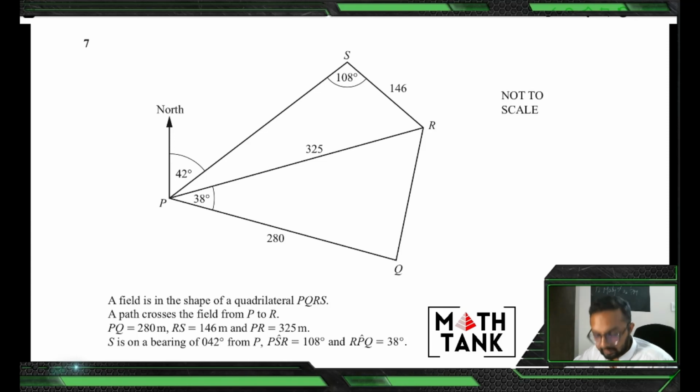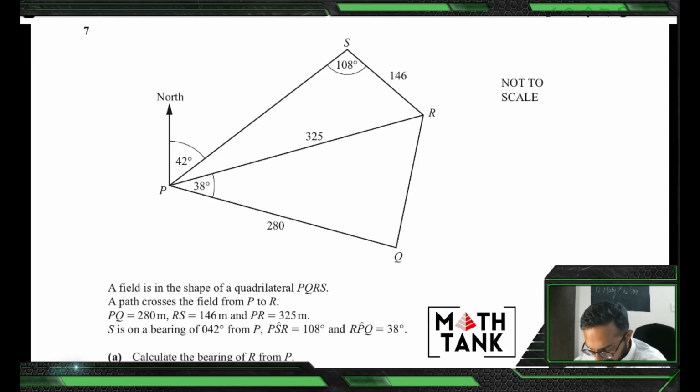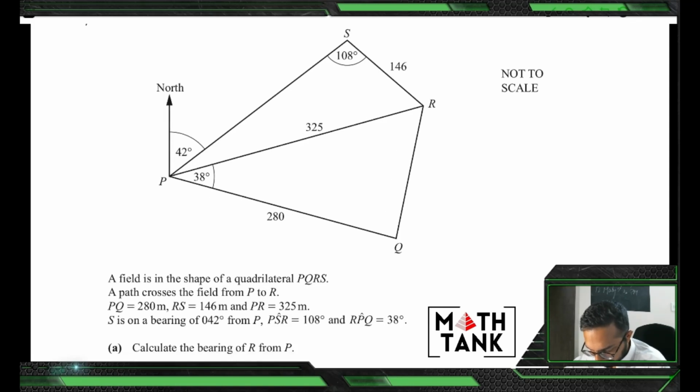It says a field is in the shape of a quadrilateral PQRS. A path crosses the field from P to R. PQ is equal to this, RS is equal to that, PR equals that, S is on a bearing of 042, that's already drawn, PSR equals 108, and RPQ equals 38 degrees. Calculate the bearing of R from P. So I am asking you to calculate basically this entire angle.